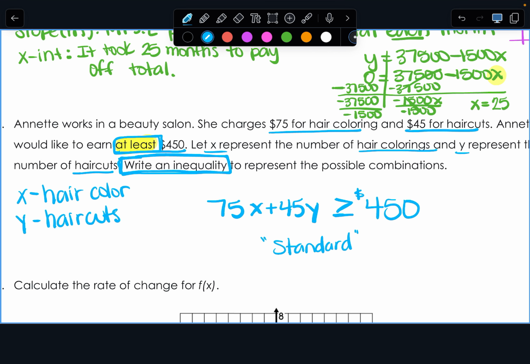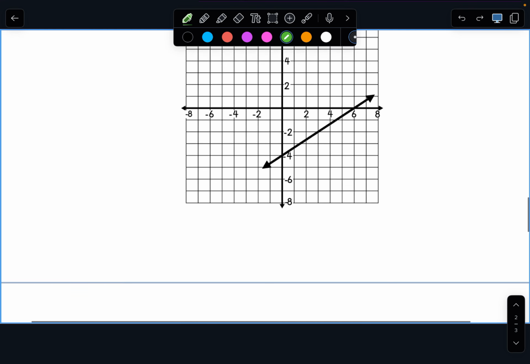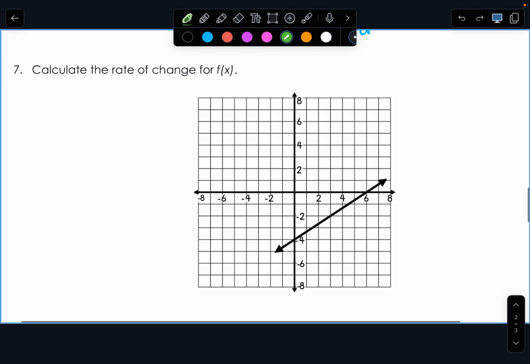But anyway, that is the whole point of this problem. Just write your inequality. Make sure you're paying attention to those keywords, because we have the words at least, so you're going to use an inequality, not an equal sign. Got it? Are these going to be the same questions on the test, but with different numbers? They are similar, so yes, same steps, different numbers. That's how I like to make my review.